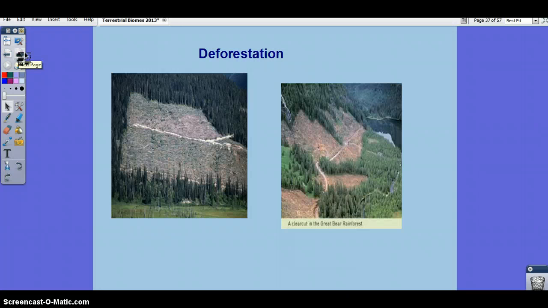Deforestation is a critical factor to affect the coniferous forest or boreal forests. Plants are cut down continuously at specific times of the year to provide Christmas trees. Also, the timber of these forests is essential for many materials made. So deforestation is a critical factor.